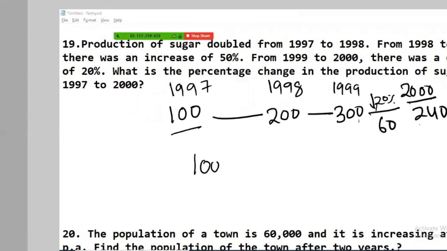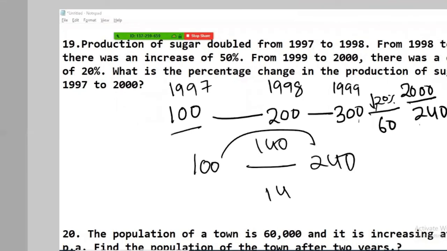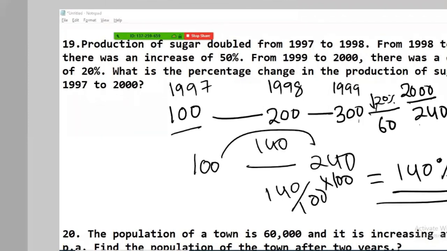He's asking what is the percentage change in production from 1997 to 2000. So 100 was there, it became 240. So the increase is 140. Yes or no? So 140 over 100 into 100. So the percentage change here is 140%.